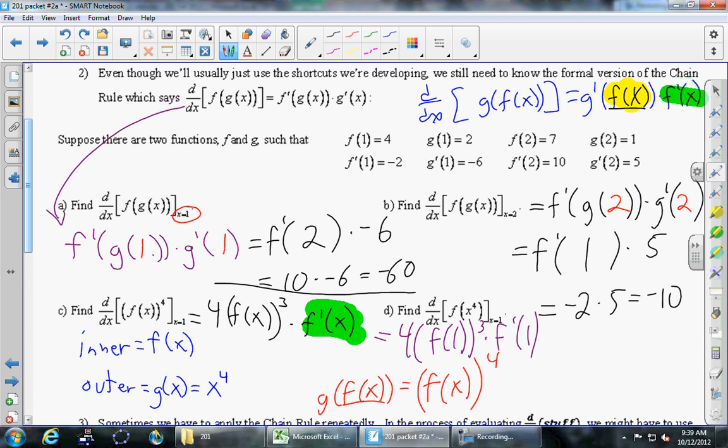And then let's get a number. How much is f of 1? 4. So we're doing 4 times 4 cubed, 256. So this is equal to 4 times 4 cubed times f prime of 1, negative 2. So negative 512 is our answer.